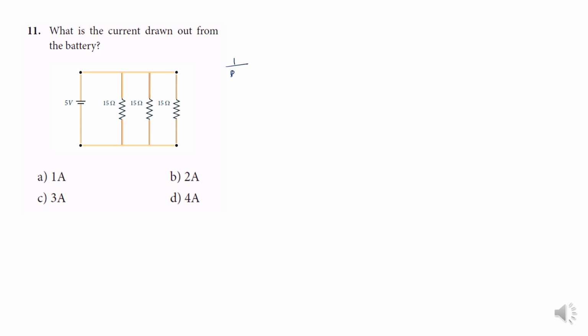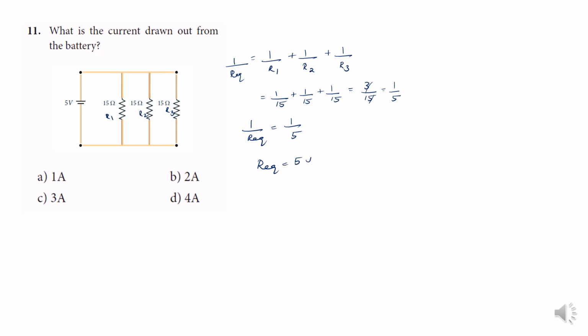So 1 by R equivalent is equal to 1 by R1 plus 1 by R2 plus 1 by R3. Let this be R1, R2 and R3. So this is 1 by 15 plus 1 by 15 plus 1 by 15, which is 3 by 15, 1 by 5. So 1 by R equivalent is equal to 1 by 5. R equivalent is equal to 5 ohms.